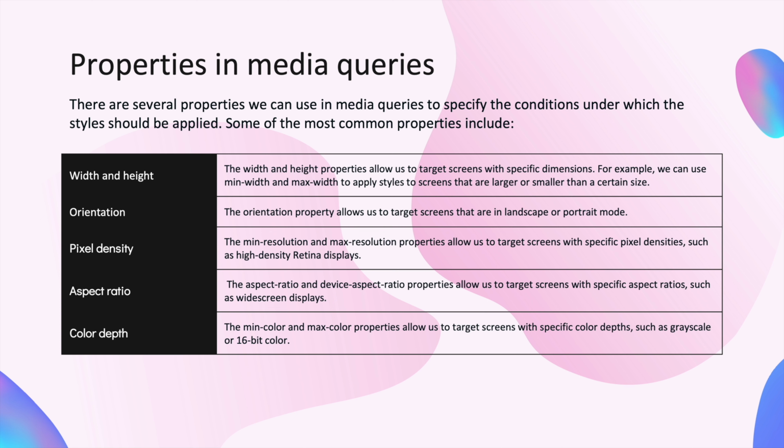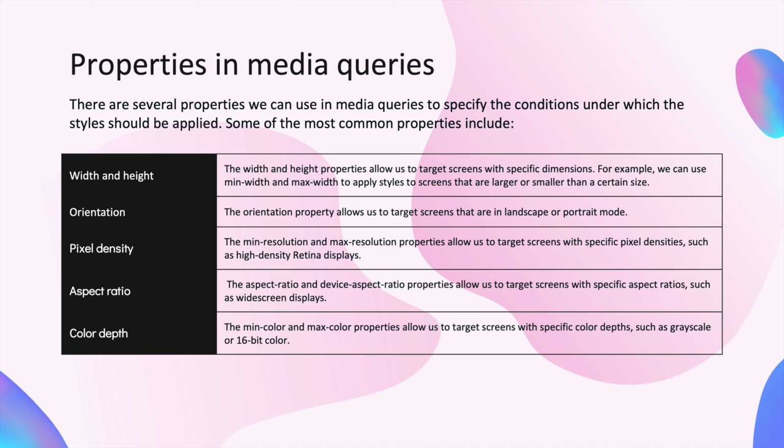Properties in media queries. There are several properties we can use in media queries to specify the conditions under which the styles should be applied. Some of the most common properties include width and height. The width and height properties allow us to target screens with specific dimensions. For example, we can use min-width and max-width to apply styles to screens that are larger or smaller than a certain size.